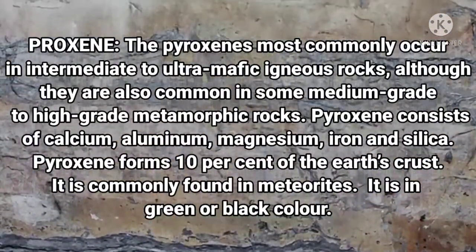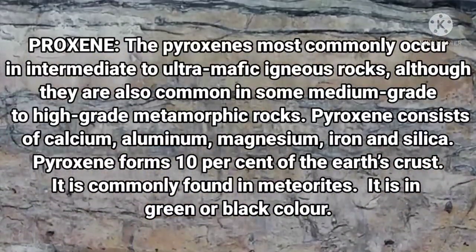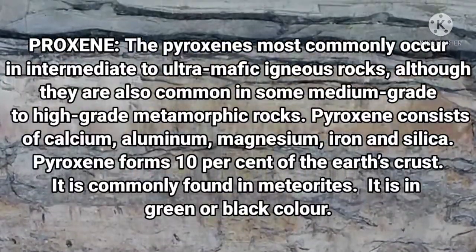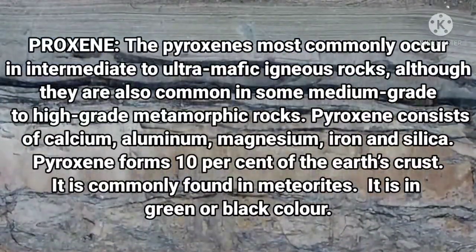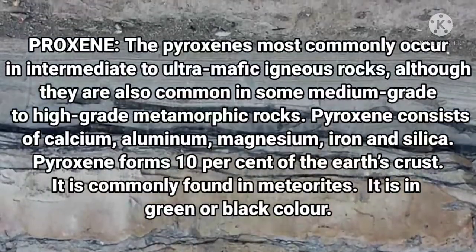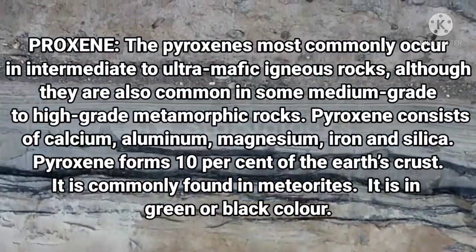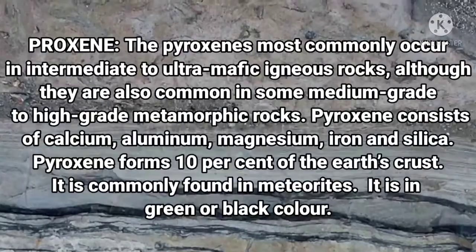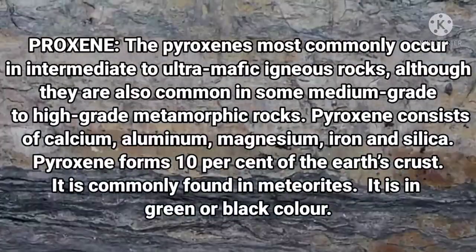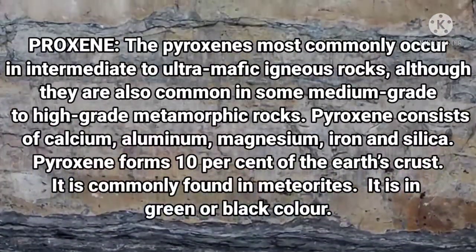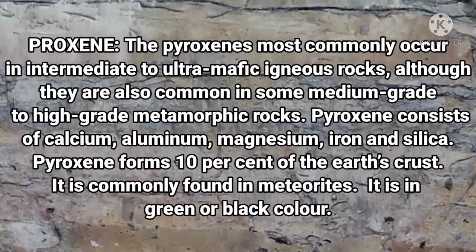Pyroxene consists of calcium, aluminium, magnesium, iron and silica. Pyroxene forms 10% of the Earth's crust. It is commonly found in meteors. It is green or black in color. It is moderately resistant to weathering and poorly used in industry.